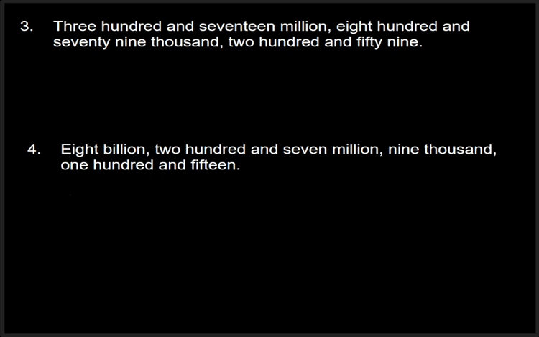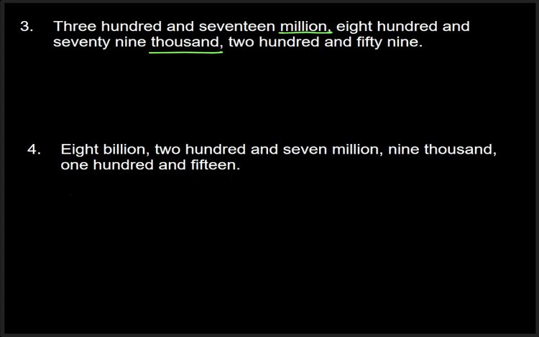Okay, now that is the addition way, but we can also do it by picking the numbers directly without adding. Let's look at that. For example, 317,879,259. So based on the families we have the million family, we have the thousand family, and then we have the unit family.